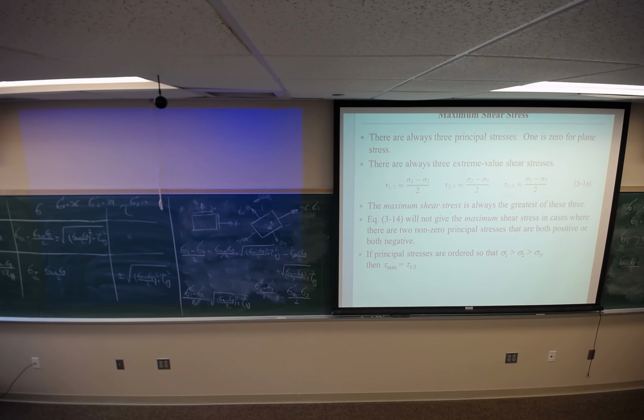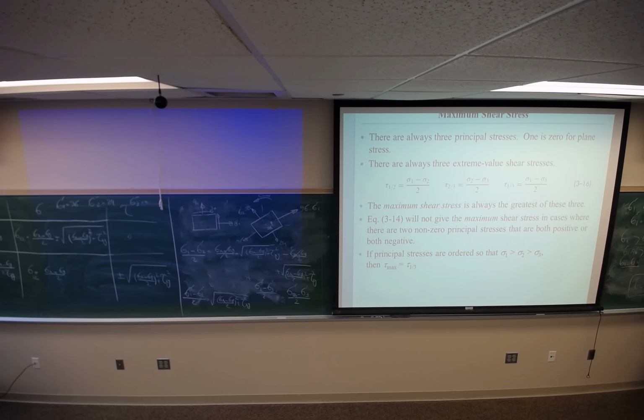But if you order them, which one is going to get the maximum value of sigma prime 1? So sigma 1 is going to be 96. Sigma 2 is going to be the middle one, 24, and the last one is going to be 0. So the difference between 96 and 0 is going to be the greatest value. 96 minus 0 divided by 2, positive 48. So if you use that equation, you could get the wrong answer. The maximum shear stress would be 48.